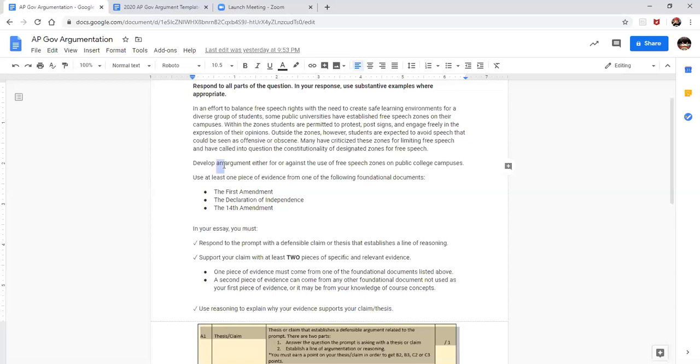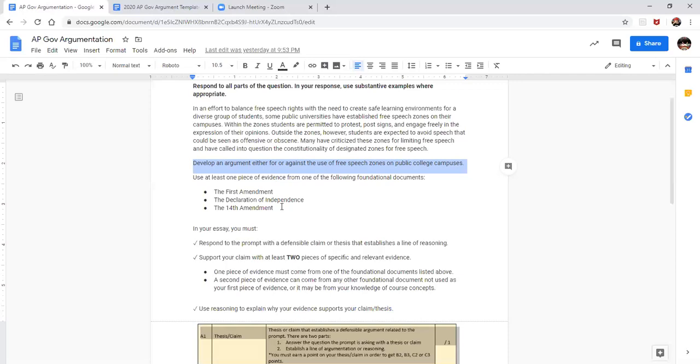So this is the prompt right here, okay? It's usually a 1, maybe 2 sentence prompt, and right here it's saying develop an argument either for or against the use of free speech zones on public college campuses. So once I pick my side, it's pretty simple. It gives it to you in the prompt. You're either going to be for free speech zones on college campuses or you're going to be against.